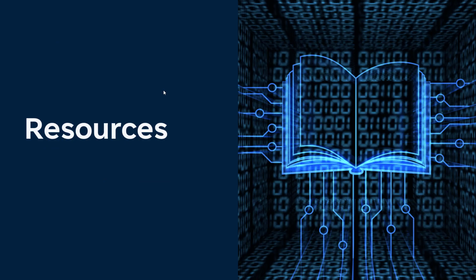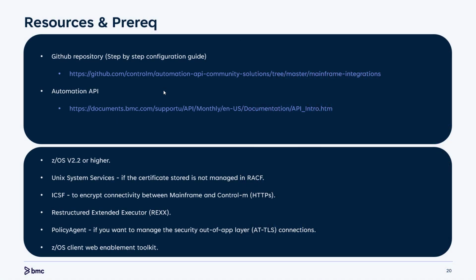So let's talk a little bit about the resources. We have a GitHub repository with all the information you need to implement this solution, with a step-by-step configuration guide and several examples about how to do it. Also, we have here the Automation API documentation. If you want to create your own integration, you will need to consult or check this web page.